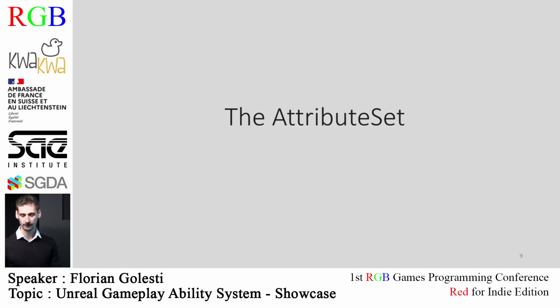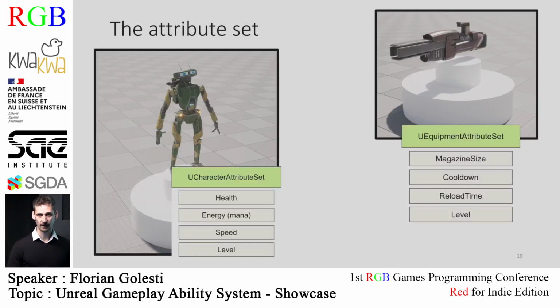And then you create your attribute set. As I said, attribute sets are all the numerical values you have for your RPG game or for your game. In our game, we have two kinds of attribute sets. One for every character in the game, with mainly the health, the energy, which is the kind of mana we have, the speed, so we have a speed factor, so if you get a buff that slows you down, we change this value, and the level of the character. And we also have one for every equipment, with the magazine size, so how many bullets you have in your magazine, cooldown, so how much time you have to wait between two shots, reload time, and also a level.